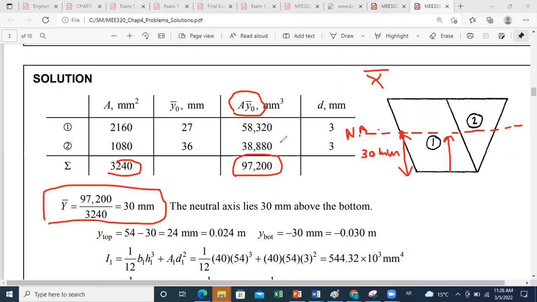Now, we already computed the distance from the bottom of the centroid. So for centroid 1, it's at 27 millimeters from the bottom. This means that D1, which is the distance between the axis passing by the centroid of section 1, parallel to the neutral axis, and the neutral axis, this distance is 30 minus 27.